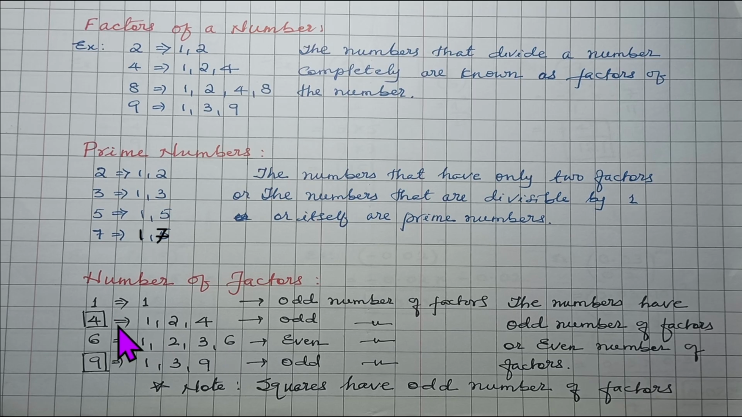But a very interesting thing is, 4 has factors 1, 2, 4, 9 has factors 1, 3, 9, and 4 is said to be a square number. Why, we'll learn very soon. And 9 is also a square number. Therefore the squares have an odd number of factors. 4 has 3 factors, 9 also has 3 factors. So generally the squares have an odd number of factors.